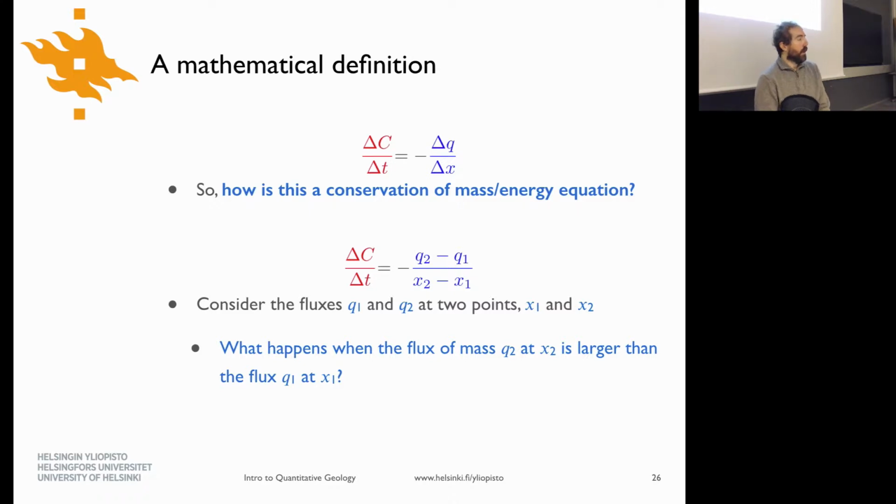What would happen if the flux of mass at q2 is larger than the flux at q1? You don't have to put actual numbers in, but what would happen if you put in some value so that q2 is bigger than q1? What would you get for your change in concentration? Would it be positive or negative? It won't be zero. Negative. What do you think? We have one vote for negative. Anybody else thinking negative?